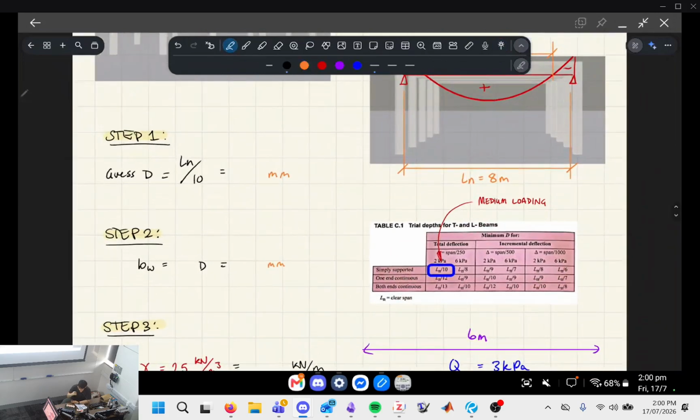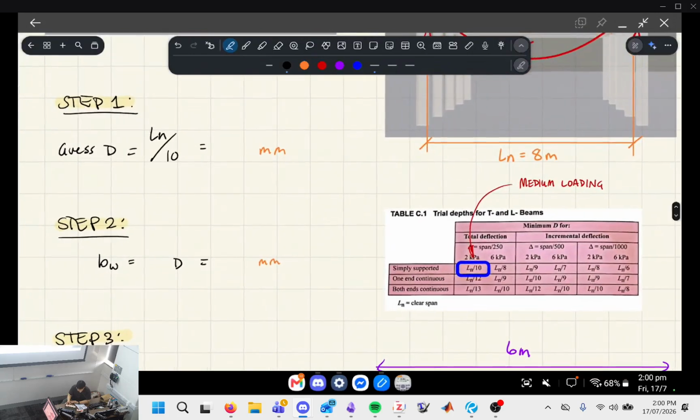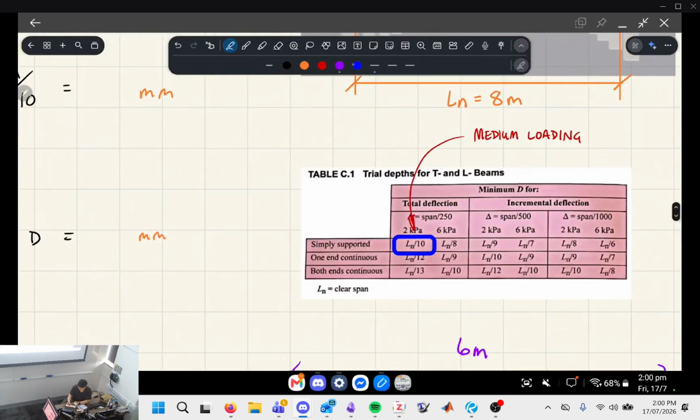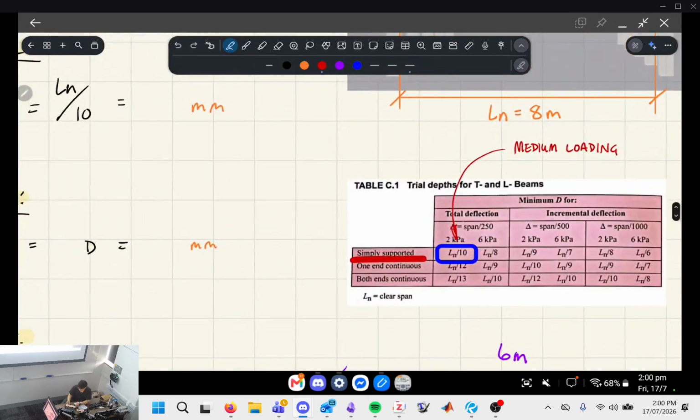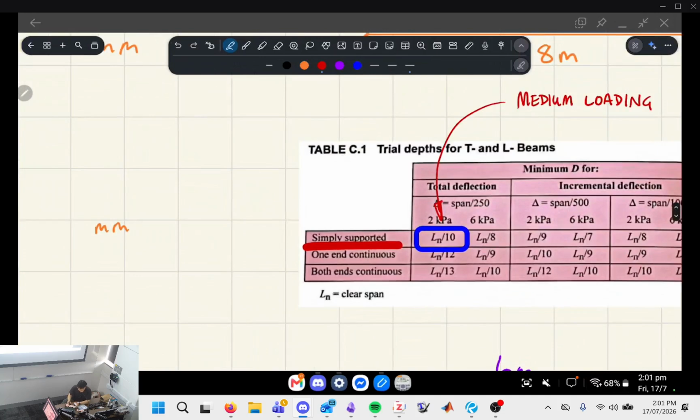We have an input that we want to put into this table so that we can get an output. We have a few inputs. The first one is that we have a simply supported system. Simply supported means we've only got 2 supports. Then total deflection. This will make more sense next week when we start talking about deflection, but just read this part of the table for now.